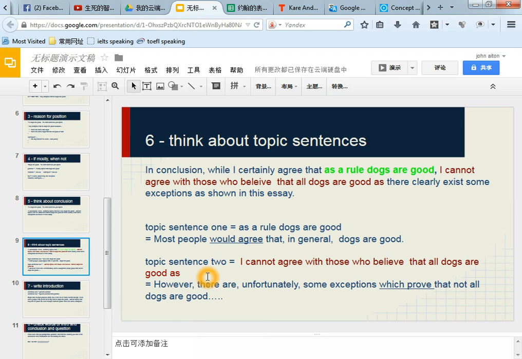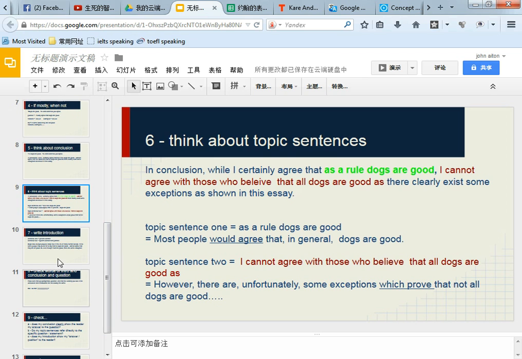But you can have a different structure. You can have in your topic sentence 1 the first reason why not all dogs are good. In your topic sentence 2, you can have the second reason why you disagree with that. And then in the paragraph, you can talk about the other people.